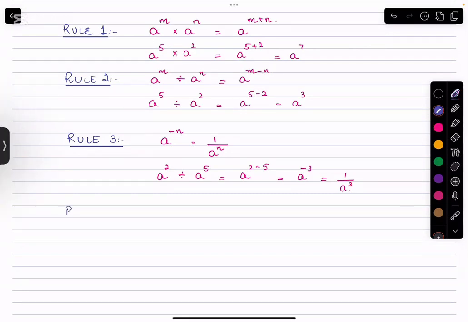And for rule 4, there are in all 9 rules, and you should know all of them. Rule 4 says if this is a to the power m to the power n, now I can see that there is a power to the power. So the two powers get multiplied, and this becomes a to the power mn. Power to power, they get multiplied.